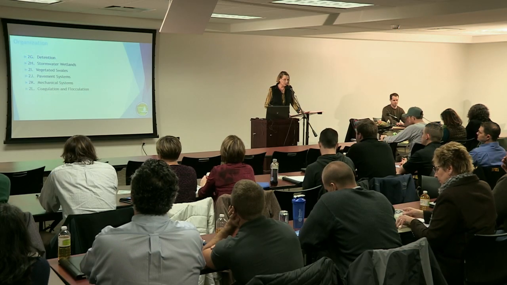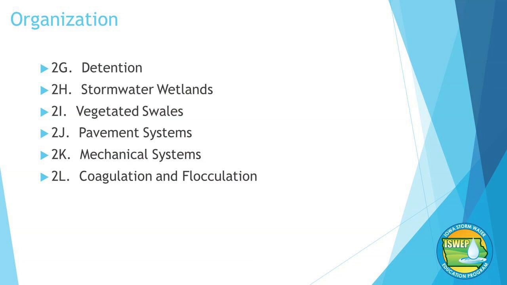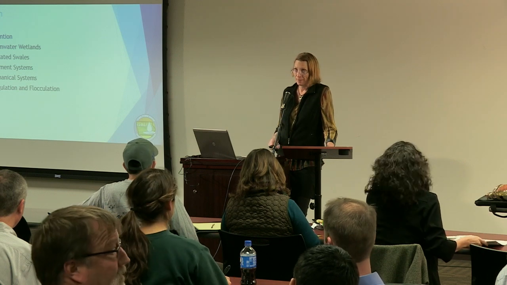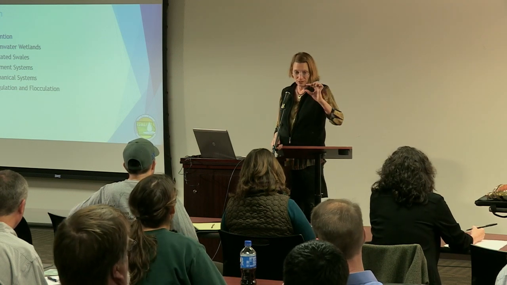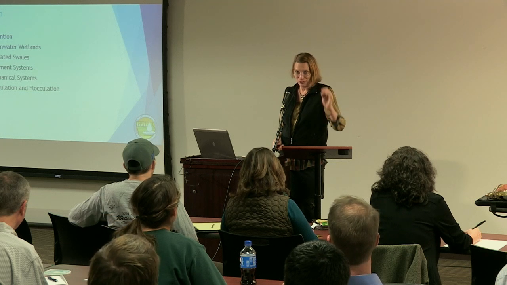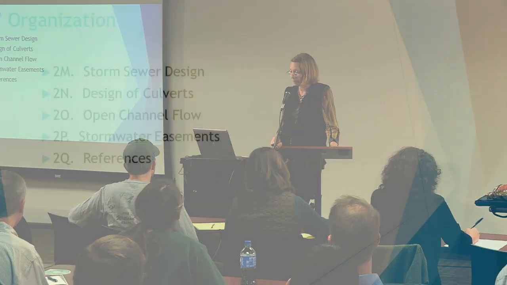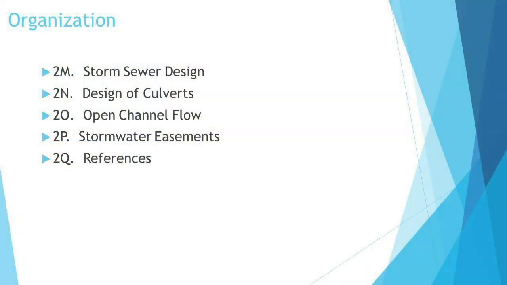Then we get into the practices that manage the larger storm events, the detention and retention practices, the stormwater wetlands. We look at swales, the permeable pavement systems, mechanical systems, and then coagulation and flocculation. So you've got a lot of information there. When we started this whole process about 8 years ago, we thought this manual was going to be about this big, but this manual has a lot of information, and it's your Bible for stormwater management. And then there are actually sections on storm sewer design, the design of culverts, open channel flow, stormwater easements, and there is a reference section.